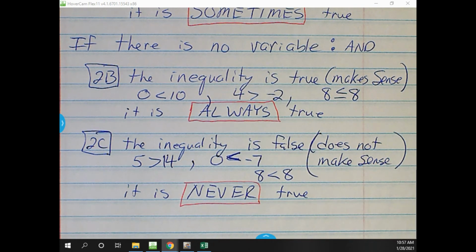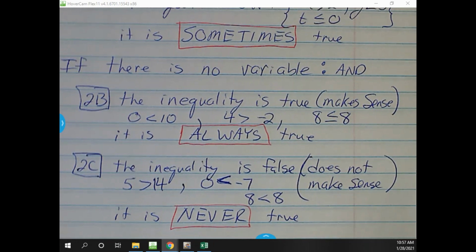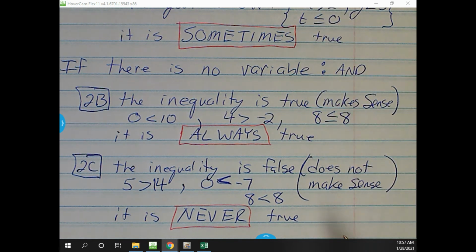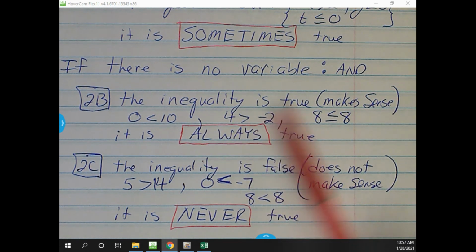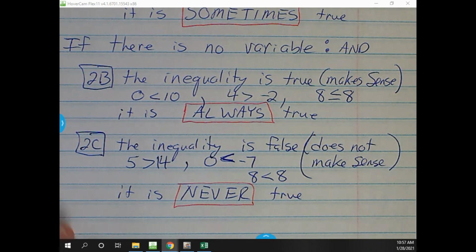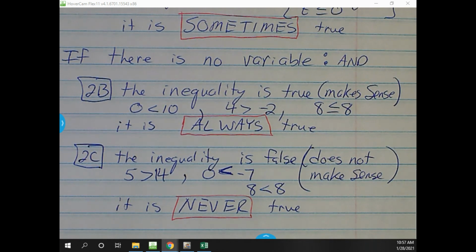Okay, so it still kind of follows the same thing we did with equations, because with equations, we said if you get x in the answer, if you get the variable answer, it's sometimes true. This one is basically the same thing. If you look at it and it makes sense, then it's always true. If there's no variables and it doesn't make any sense, then it's never true. So it's still following along those same patterns. It's just now it's less thans and greater thans instead of equal tos that we were doing a few days ago.